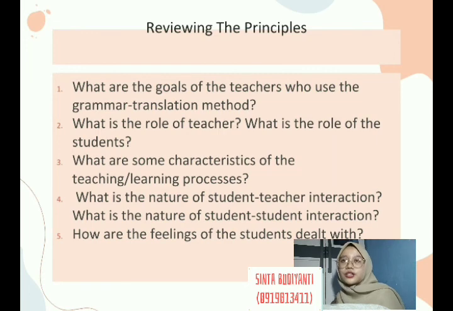Number 4. What is the nature of student-teacher interaction? What is the nature of student-student interaction? Most of the interaction in the classroom is teacher-student interaction. There is little student initiation and little student-student interaction. Number 5. How are the feelings of the students dealt with? There are no principles of the method which relate to this area.